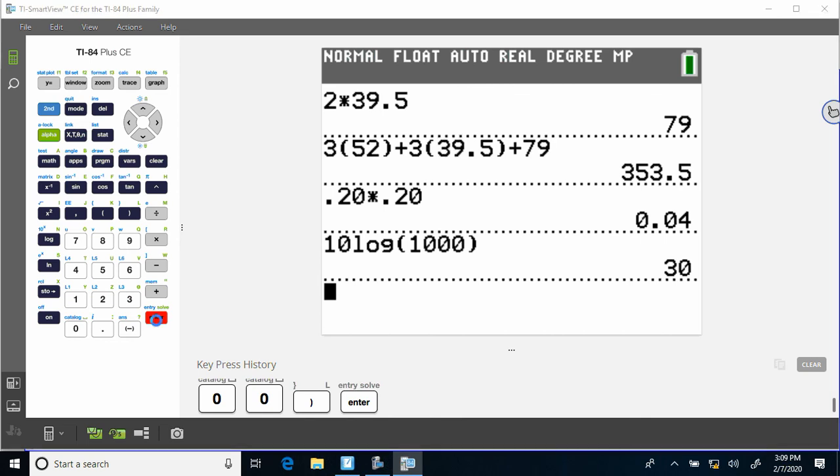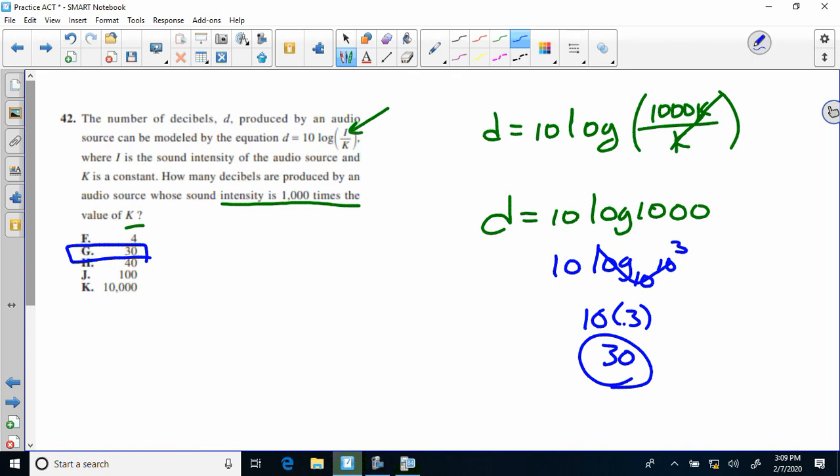The trick again to doing that problem is to understand what's underlined in green in the problem, that the I is 1,000 K, knowing that you're putting in 1,000 K for that I. Okay, 42.